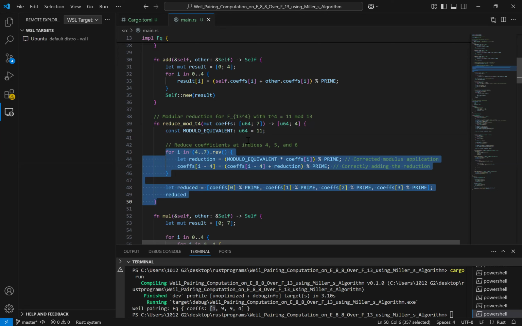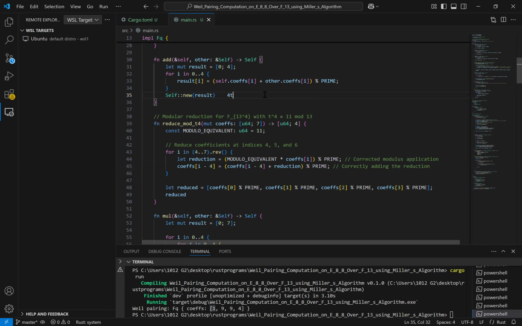And remember those coefficients. For instance, let me show you something here. Supposing we had 4t raised to 6. The code will understand it as 4t raised to 4 times t squared.